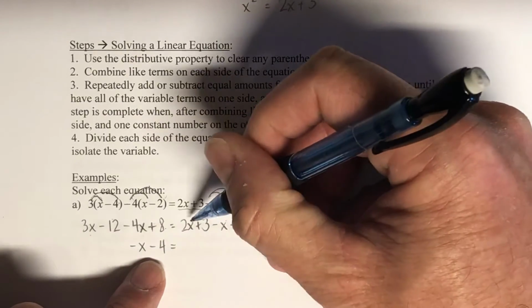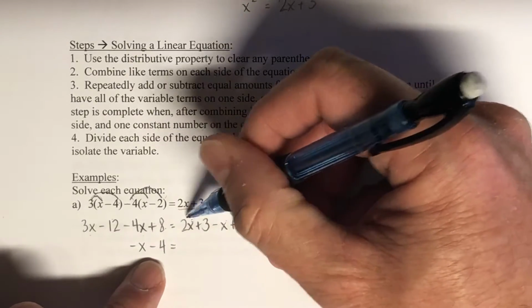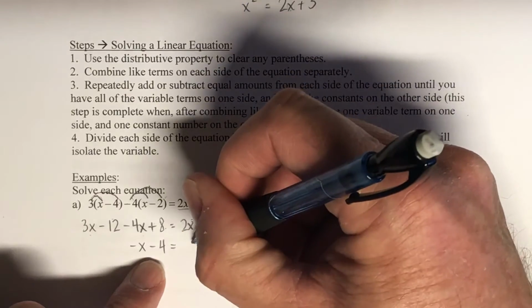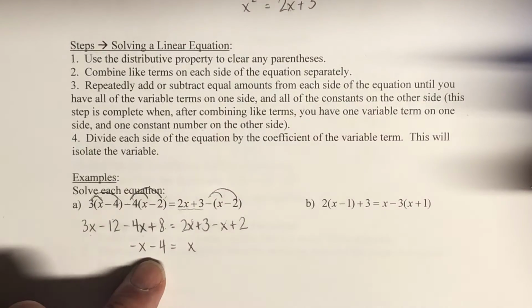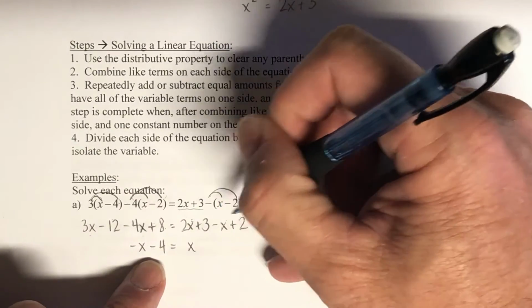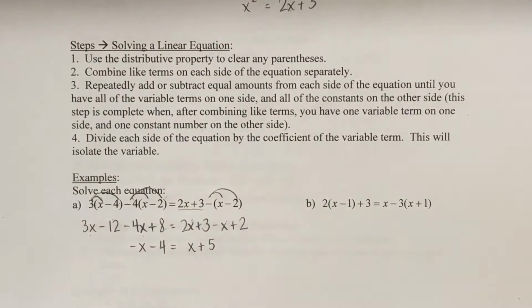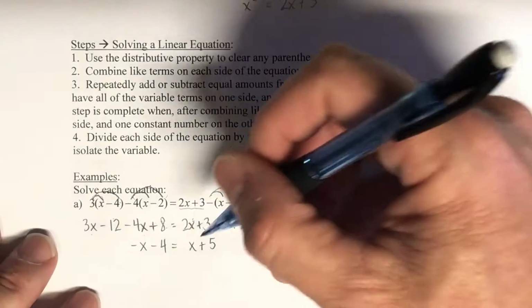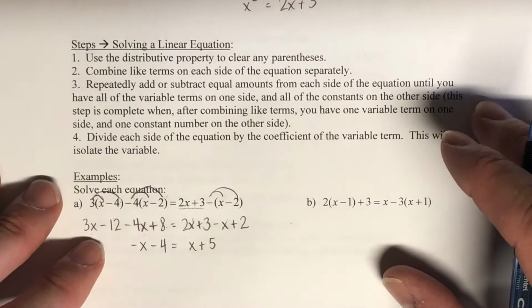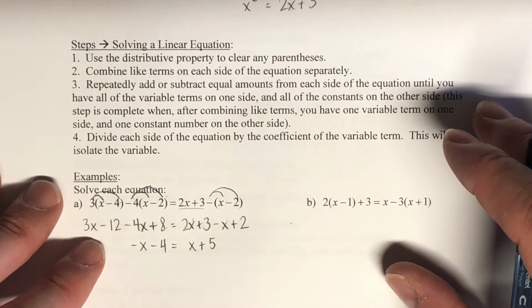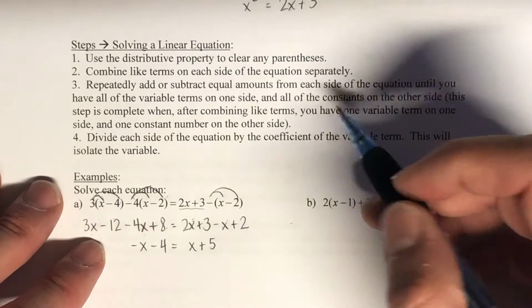2x and minus x, because those are like terms, you can combine those. 2 minus 1 is equal to 1x. The 1 can be invisible there. 3 plus 2, those are like terms, that's positive 5, so we have to put a plus there to separate. Again, when you're combining like terms, you have to have pluses and minuses separating your answers for each part that you combine. Then what's the next step?